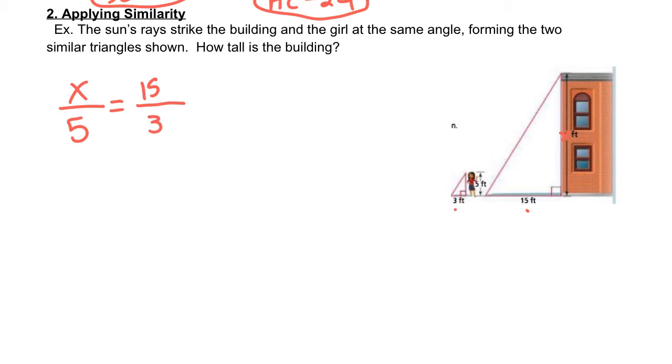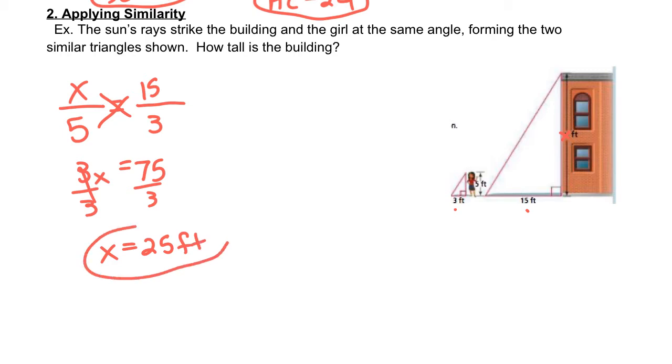So the two lengths associated with the girl are on the bottom, the two lengths associated with the building are on the top. I would cross multiply: 3x equals 5 times 15, which is 75. Then I divide both sides by 3. X is 25, and it's 25 feet. That makes sense because the building's shadow is 5 times the girl's shadow, so the height should be 5 times the girl's height. So logically that makes sense. They're proportional in that way.